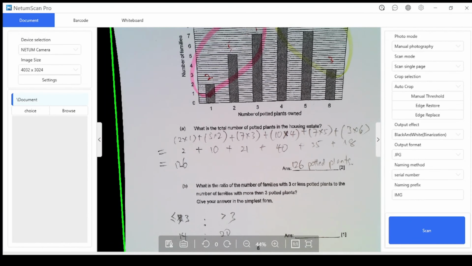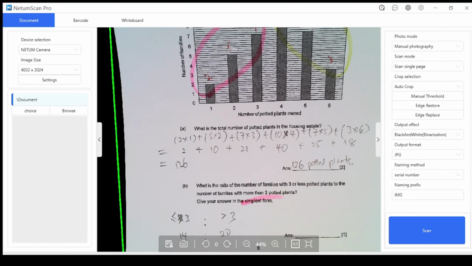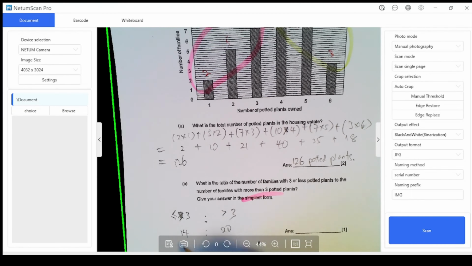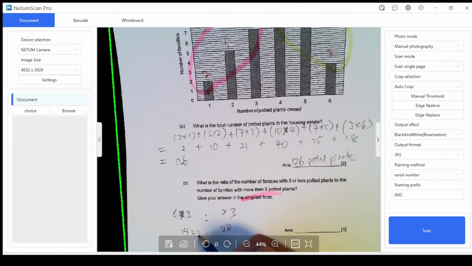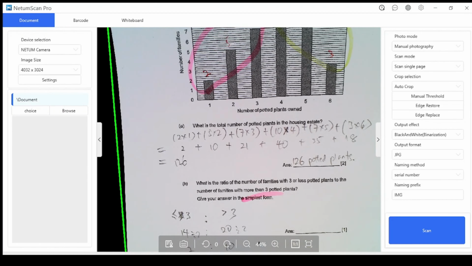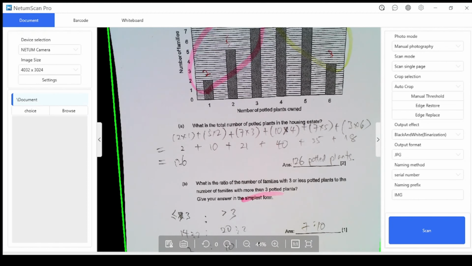Give your answer in the simplest form. Okay. Ratio, even if they don't tell you, you should know by now. It should always be in the simplest form. Divide by 2, you get 7. Divide by 2, you get 10. Can you reduce further? Cannot. So this is the final answer.